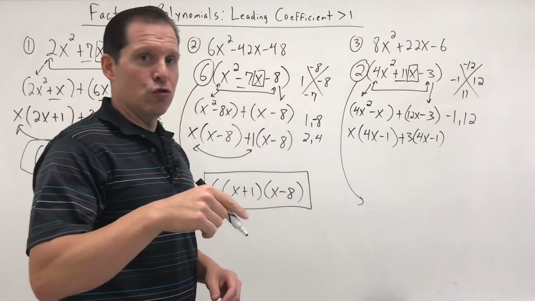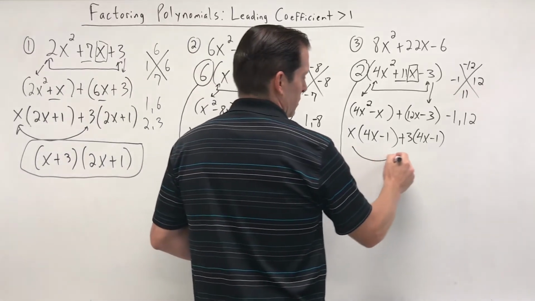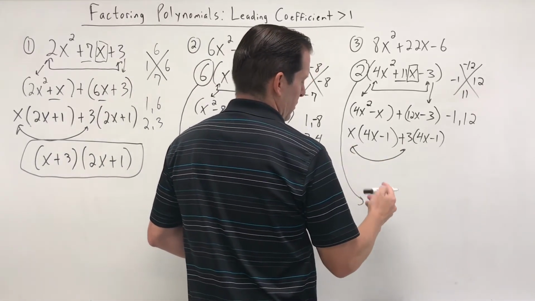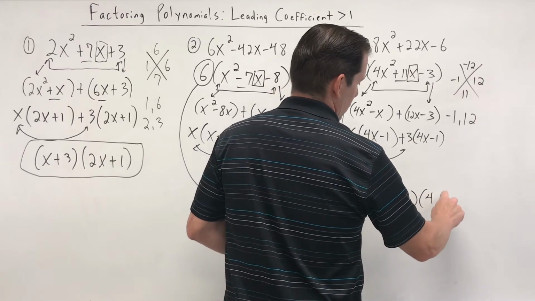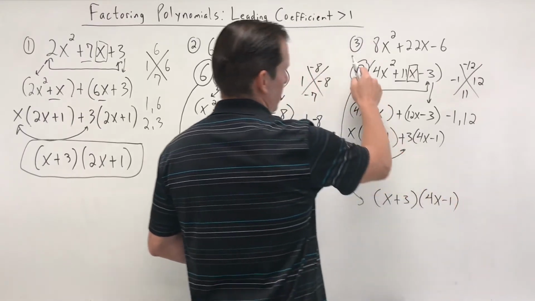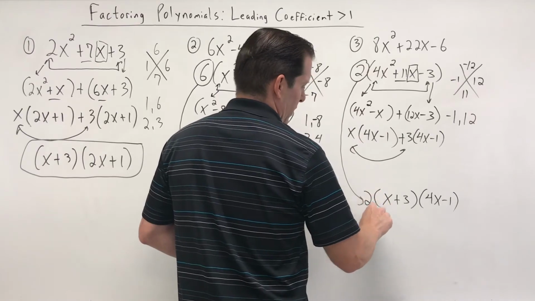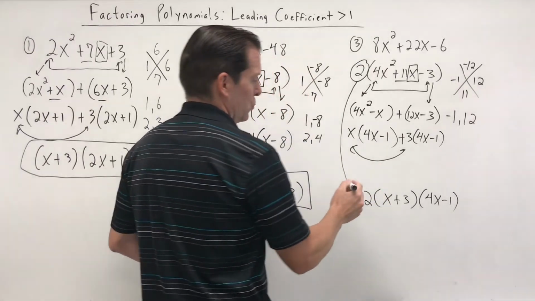Now we're ready to group together. So I'm going to put this together. So that leaves me with x plus 3 times 4x minus 1. And I'm not going to forget my common factor, which I took out in the beginning, which is 2.